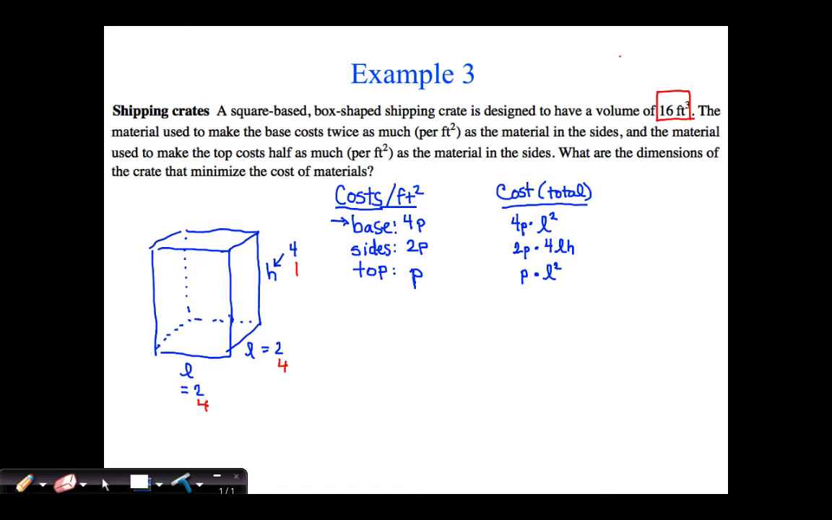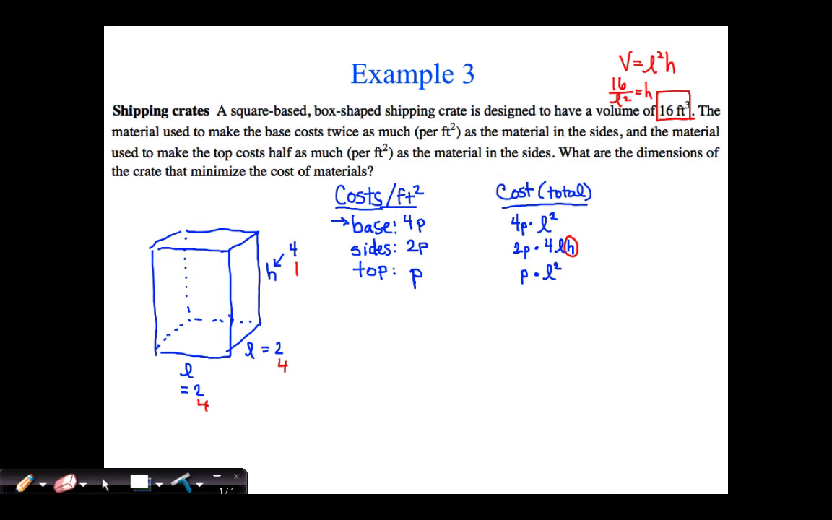But volume is length times width times height, or in this case, with our letters so far, L squared times H. We have two L's with the square base. So if the volume is supposed to be 16, if I divide by L times L, I'm going to figure out what H has to be. Or just rearranging this with 16 as the fixed number for volume, instead of writing H here, I could write 16 over L squared.